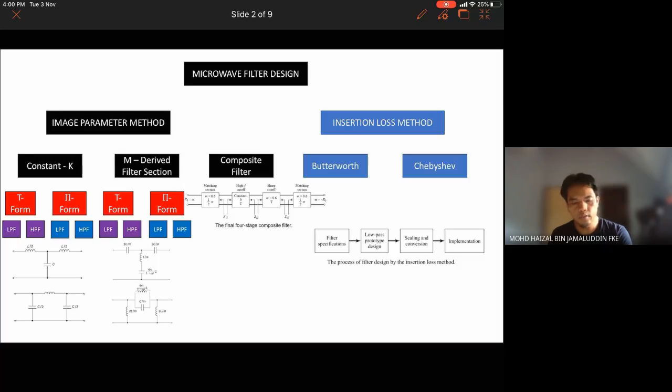So, the m-Derived filter section. The m-Derived filter is a modification of the constant K filter design to overcome the problem of slow rate of attenuation and the change of image impedance. So that's why the m-Derived filter section is introduced.